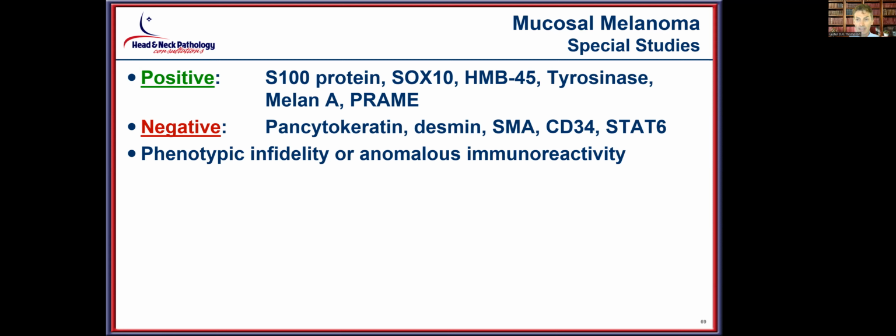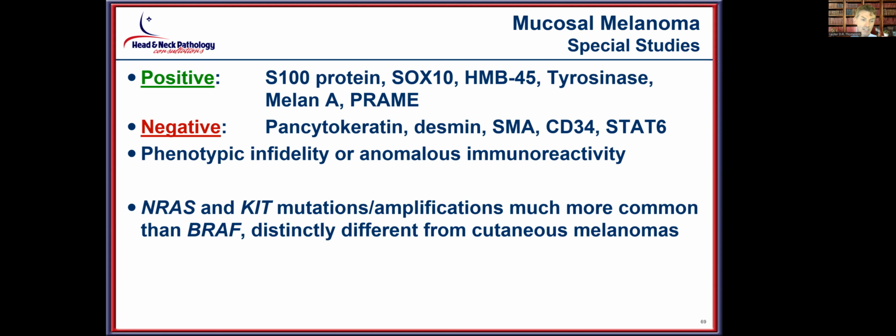And as you can expect, there's quite a bit of lineage infidelity and anomalous immunoreactivity, and so that can be quite difficult with some of these markers to know what you're dealing with. So in general, having more than one marker for a mucosal melanoma is my usual practice. Recognizing also that in the sinonasal tract and mucosal melanoma sites in general, NRAS and KIT mutation or amplifications are much more commonly identified than BRAF, since BRAF tends to be seen more frequently in cutaneous melanoma.